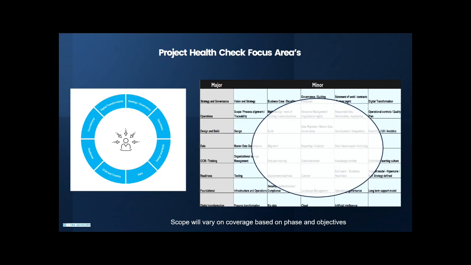As stated before, we have 8 major focus areas on the left. Digital transformation is an optional area. On the right, we have a number of minor areas that align to these major areas. Depending on where your project is and the type of project, not all of these will be part of the health check. That will be discussed up front.